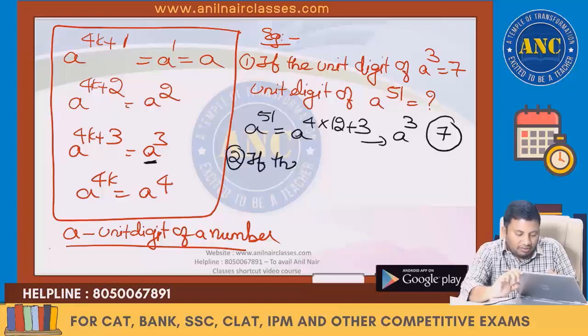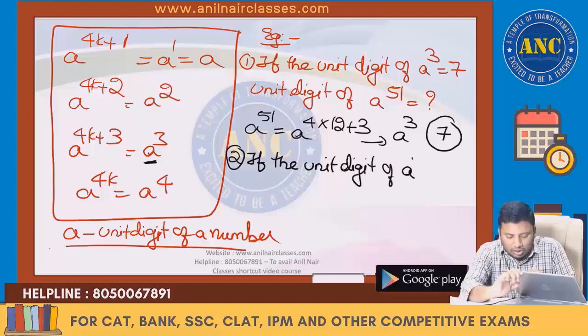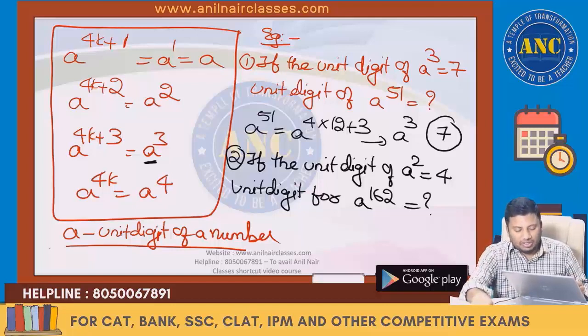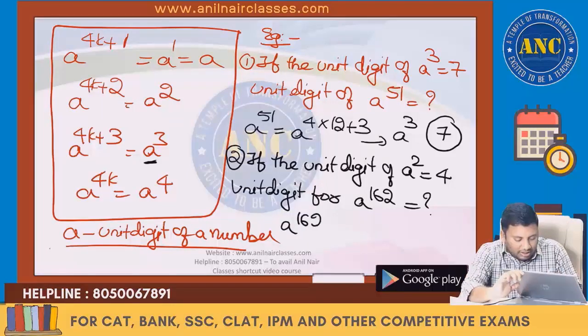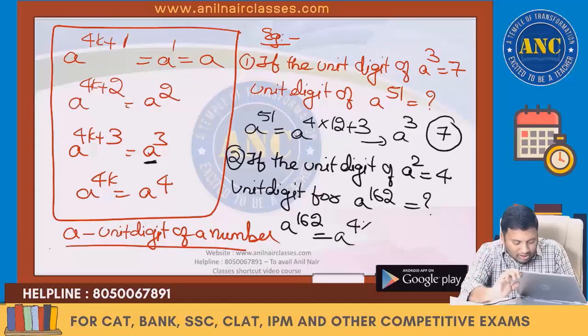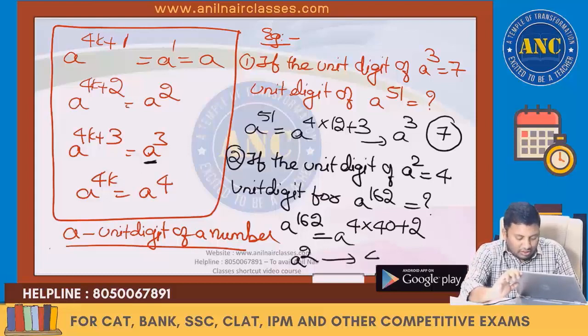Second example on the same pattern. If the unit digit of A square is 4, find the unit digit of A power 162. Check what is the remainder when you divide the power by 4. 4 40s are 160, plus 2, A power 4k plus 2. A power 4k plus 2 unit digit is A square. So the answer for this question is 4.